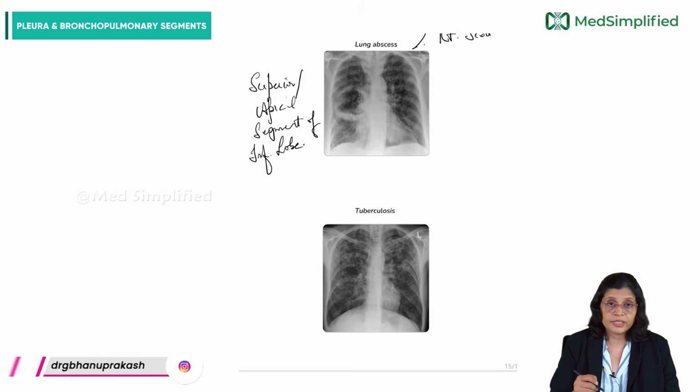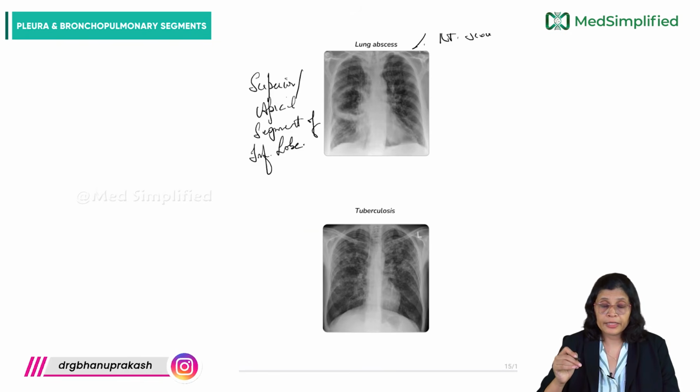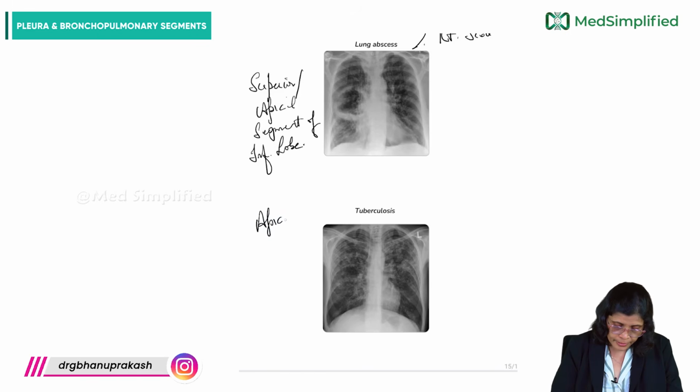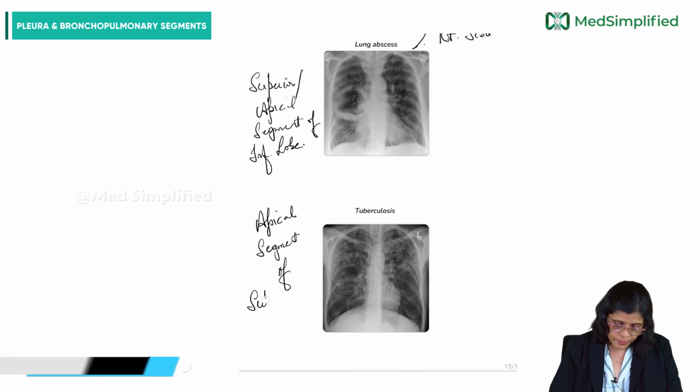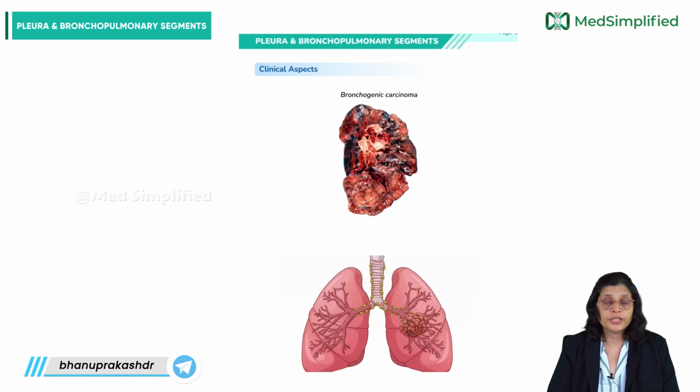When tuberculosis starts, it starts in the apical bronchopulmonary segment of the superior lobes of both the lungs. So this is in the apical segment of the superior lobe. Next is the bronchogenic carcinoma.